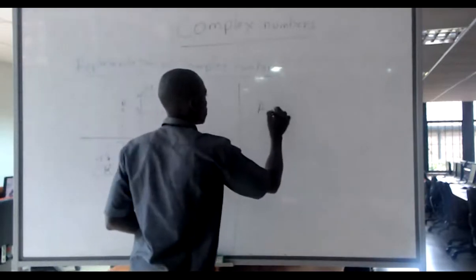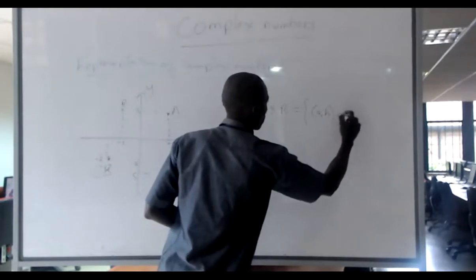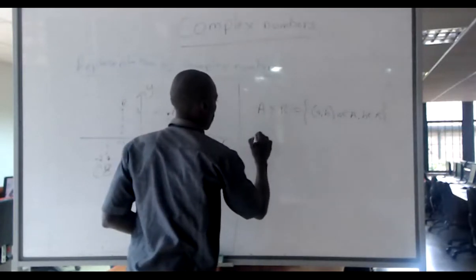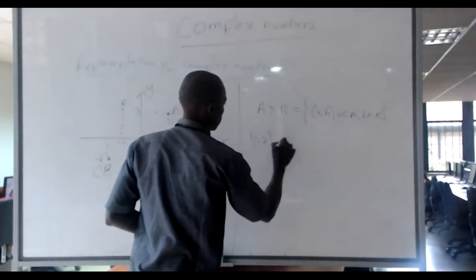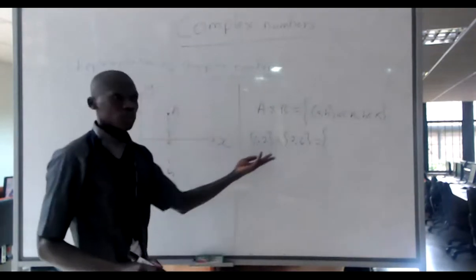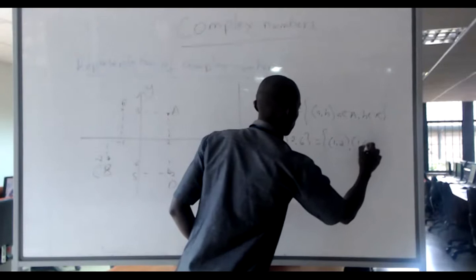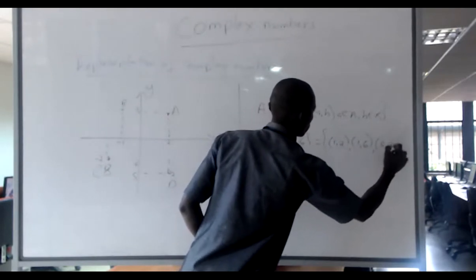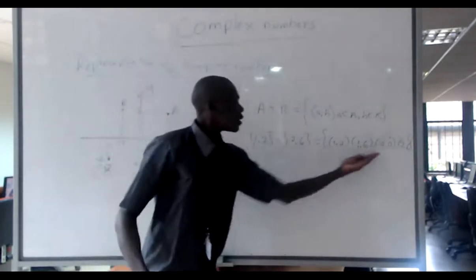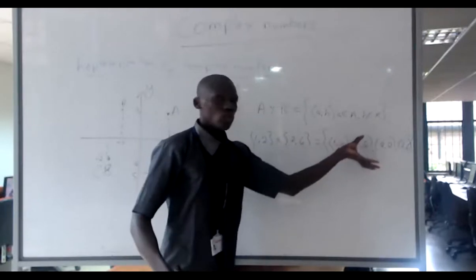We defined A cross B as the set of pairs (a, b), where a comes from A and b comes from B. For example, if you have two sets, let's say {1, 2} and {2, 6}, the Cartesian product of these sets is going to be (1, 2), (1, 6), (2, 2), and (2, 6). Each element of this set is a coordinate. You can use it to locate points.